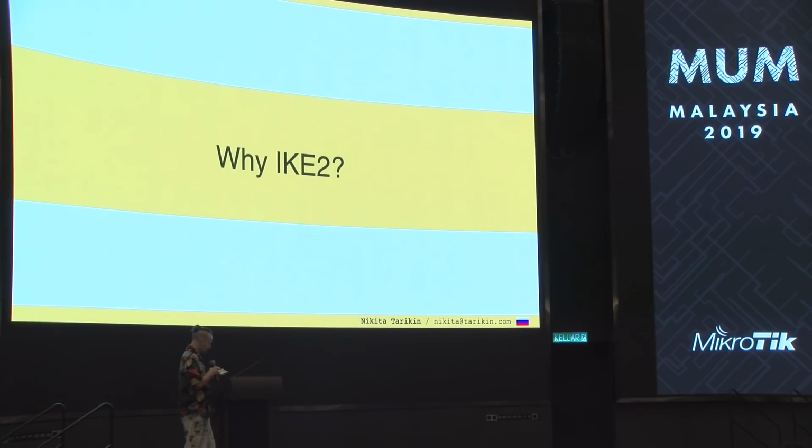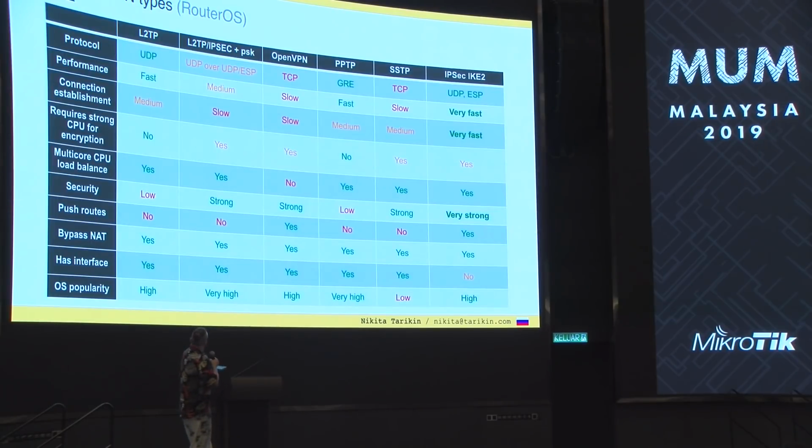Why IKEv2? This compares VPN types. I did it on my own. So I tried different VPNs. OpenVPN is the most simple, but the slowest one. Yeah, it's strong. I like it.